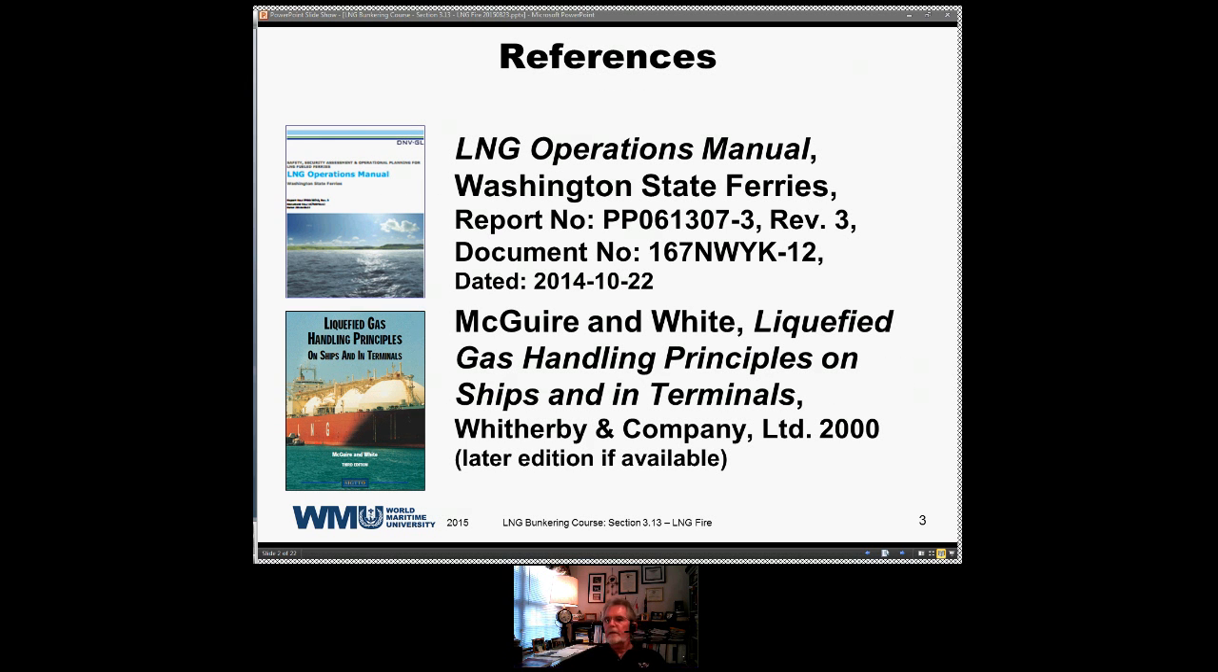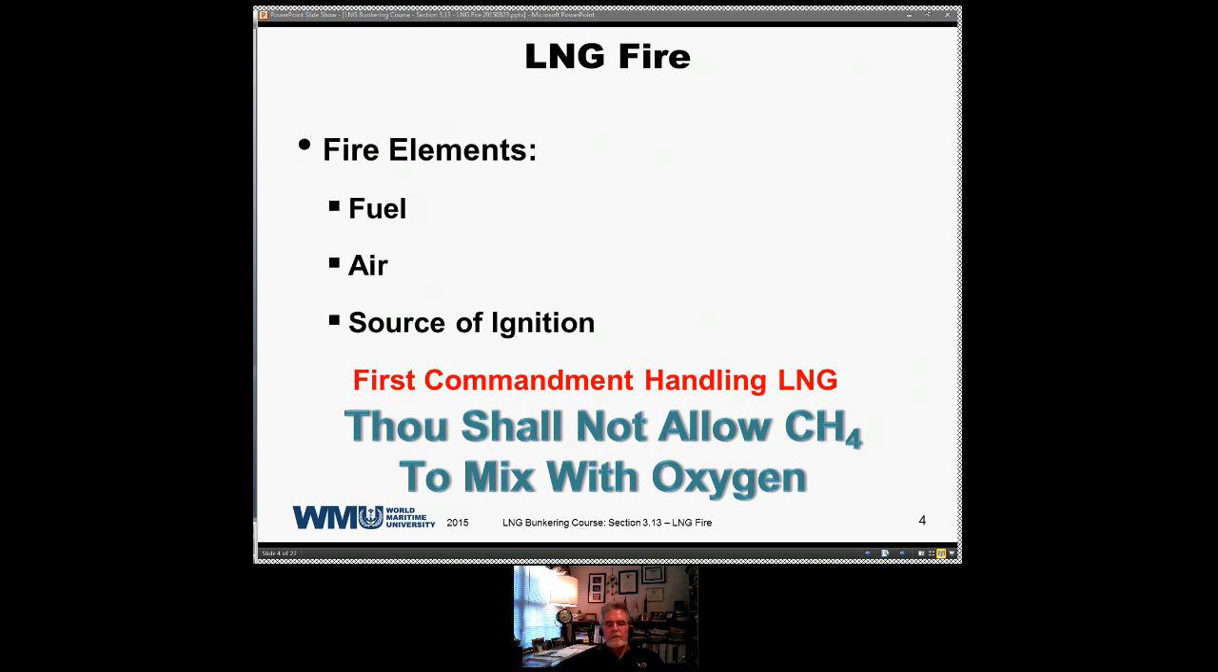The elements of fire, the basic elements. As we go into these advanced courses in firefighting, we've kind of gotten away from the old basic triangle, three things required for fire. But for the purposes of this course, we're going to look at the three basic items that are required for a fire. First of all, you have to have a source of fuel. Without the fuel, you're not going to have a fire. You have to have air, and you have to have a source of ignition. If any one of these three items is missing, in almost all cases, you will not have fire.